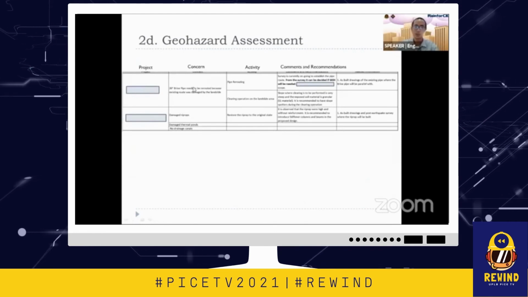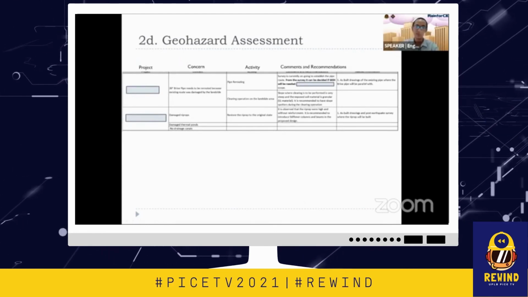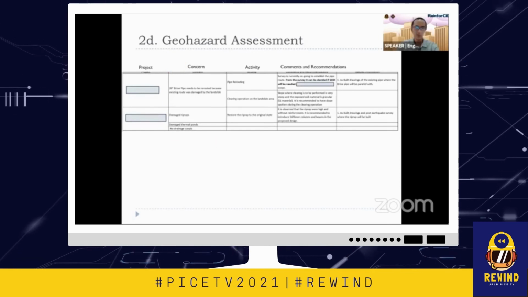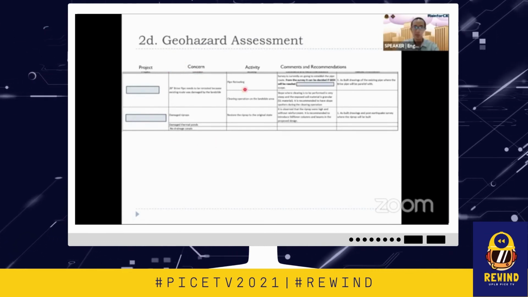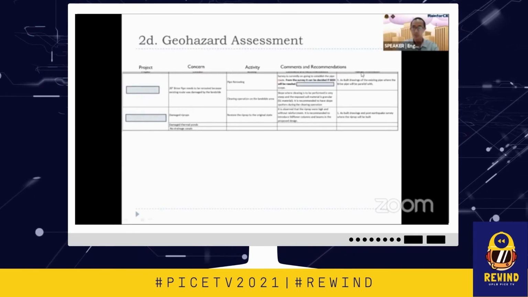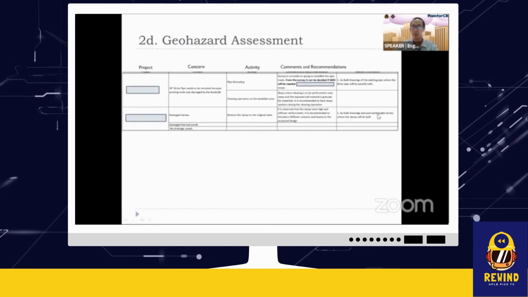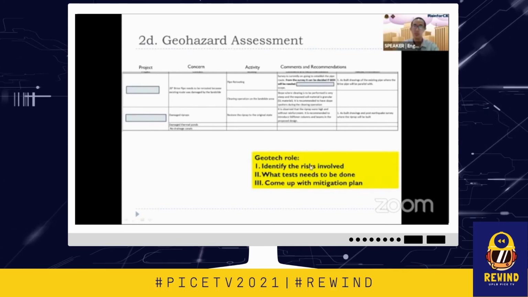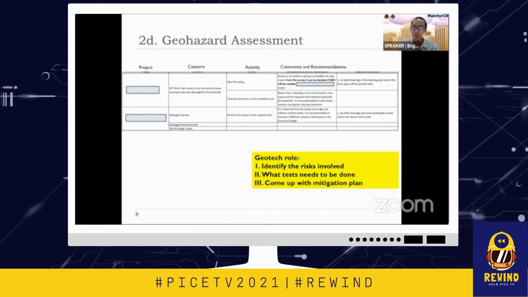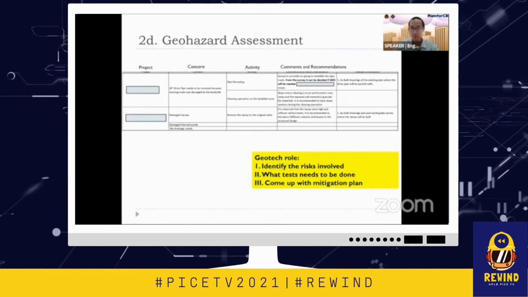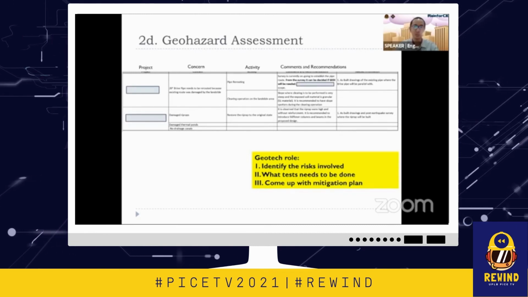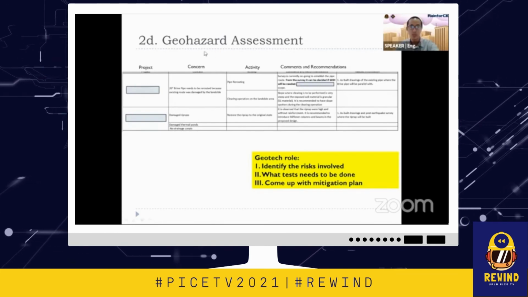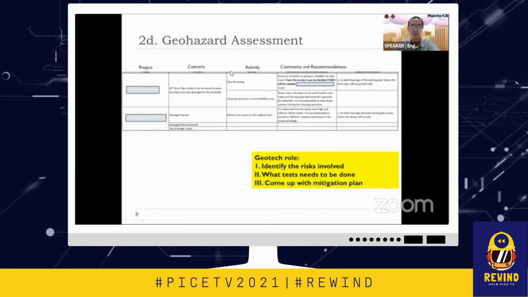Okay, so basically, this is a geohazard assessment report. I just copied and pasted some important facts. We write the concern, we write the activity that needs to be done, and what is the recommendation of the geotechnical engineer, and what tests are needed to be done. The role of the geotechnical engineer in geohazard assessment is to identify the risk involved, what test needs to be done, and number 3 is come up with a mitigation plan. Okay, so I hope, in a nutshell, you have understood what geohazard assessment is.